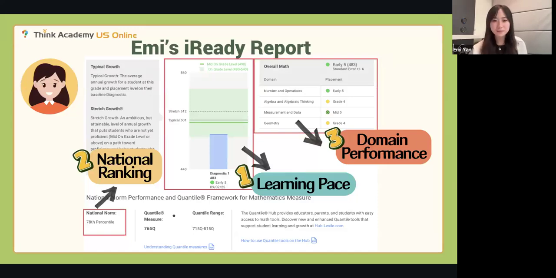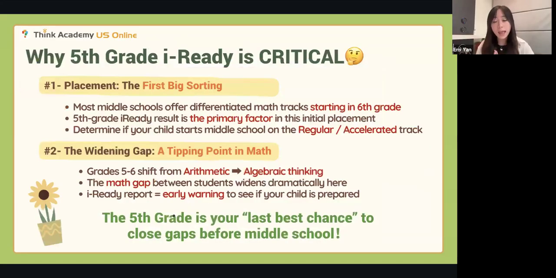But before that, I'm gonna talk a little bit about why fifth grade iReady is a very important thing to focus on. So basically, it has two reasons. The first reason is we're gonna get the placement, right? So this is gonna be the first big sorting your kids gonna have in their whole math learning journey. So most middle schools offer differentiated math tracks starting in sixth grade, and that means your fifth grade iReady result is gonna be the primary factor in this initial placement.